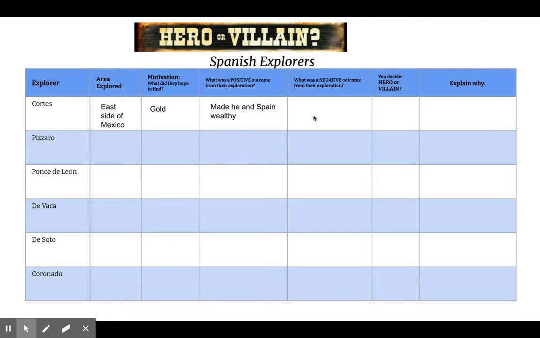Now, what was a negative outcome from their exploration? It might not specifically state it in the text, but I want you to think about what would have been a negative outcome of Cortez taking over the entire Aztec nation and taking all their gold. Well, to me, it would have been he conquered and killed the Aztecs. That's definitely a negative if you're an Aztec Native American.